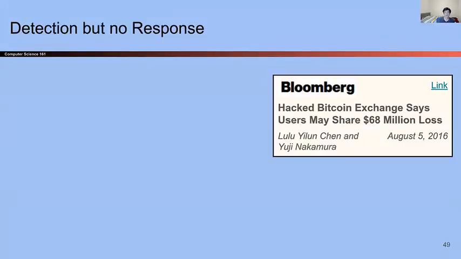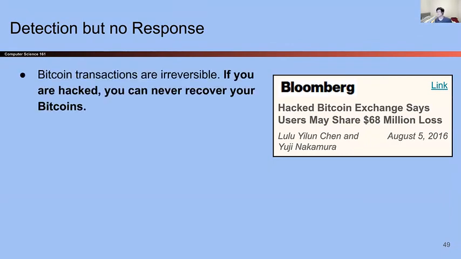Okay, here's an example of what happens if you have detection but no response. So Bitcoin, which we'll talk about in lecture 12, I think, transactions, they're irreversible. So if you send money to someone, there's no way to get that money back unless they specifically send it back to you.